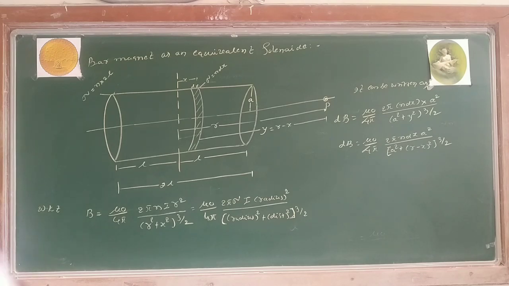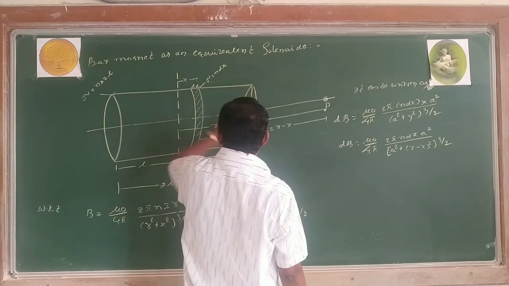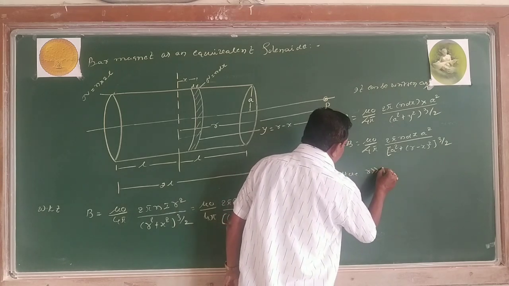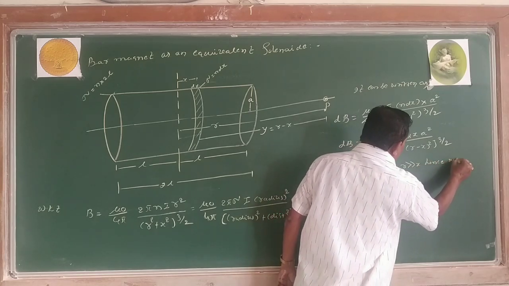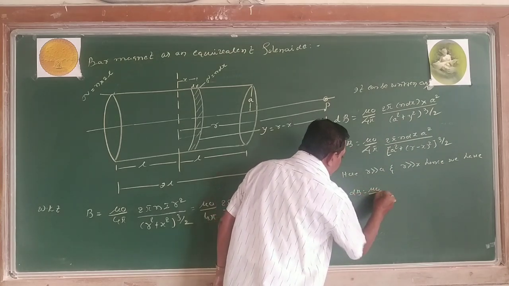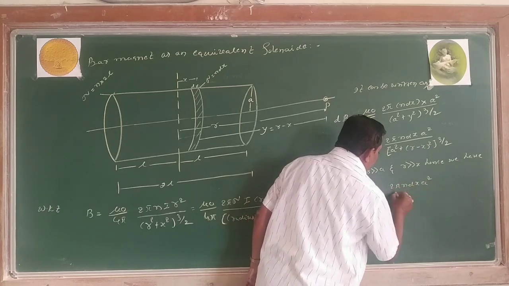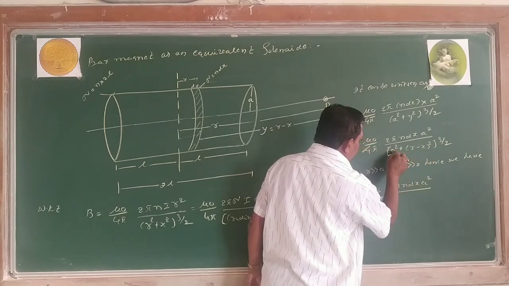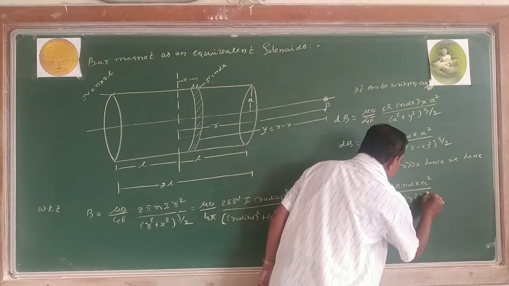Comparing to this distance r, a is small, x is also small. Here r is far greater than a and r is far greater than x. Hence we neglect them. dB equals mu naught divided by 4 pi, 2 pi n dx a square. In the denominator, the addition and subtraction terms, a is removed, x is removed. What is left? r square to the power 3 by 2 cancels.